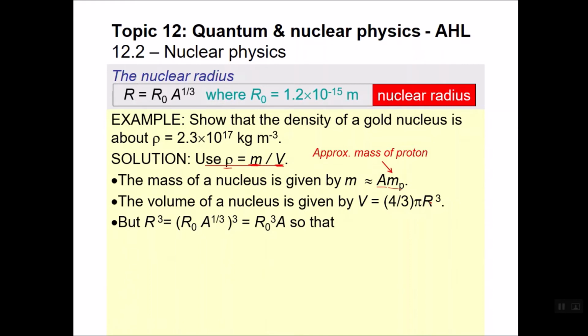And since we have r cubed, if we look at our previous equation, we look at our r equals r naught times A to the 1/3. Well, if we take r cubed here and we raise this to a third, we get r naught cubed times A. Much easier to deal with than raising things to the 1/3. And so we substitute that in and we get the volume is equal to 4/3 pi r naught cubed times A, the atomic number.